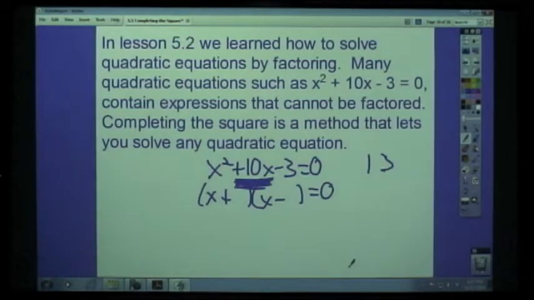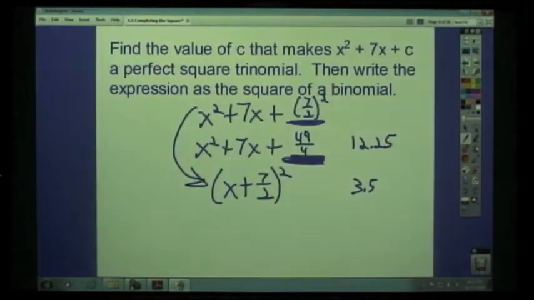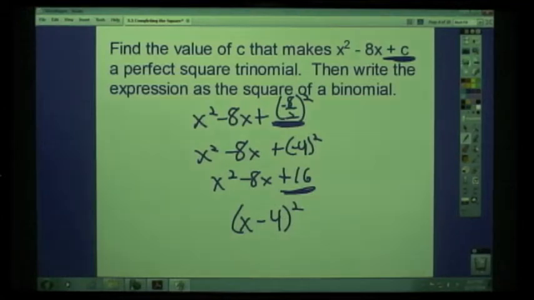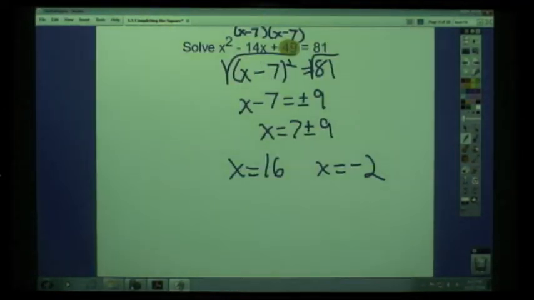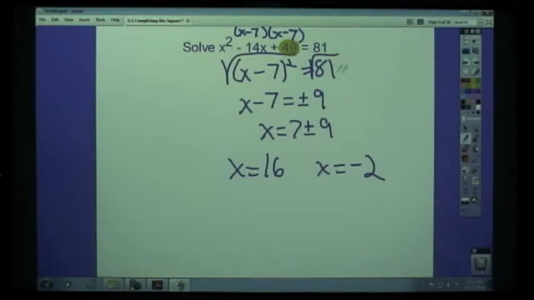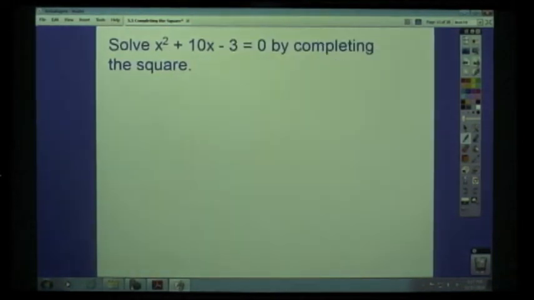And so what this process that we just learned, called completing the square, is a method to get one side of the equation to be a perfect square. Have I made my point yet? I hope so. What we're trying to do is get it so we can solve it exactly like we did this one right here. So, let's go back and take a look at that x squared plus 10x minus 3.